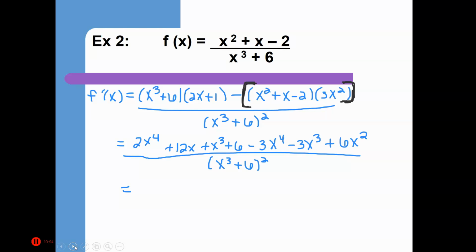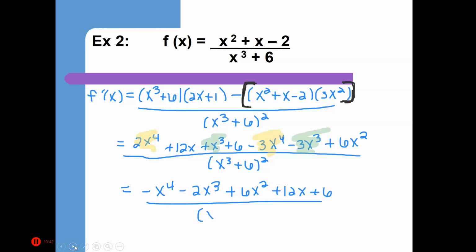So we have 2x to the fourth and negative 3x to the fourth. We have x cubed and negative 3x cubed. And then they have x squared, x, and a number, so we only have two like terms. So we get negative x to the fourth minus 2x cubed plus 6x squared plus 12x plus 6. And we are done.